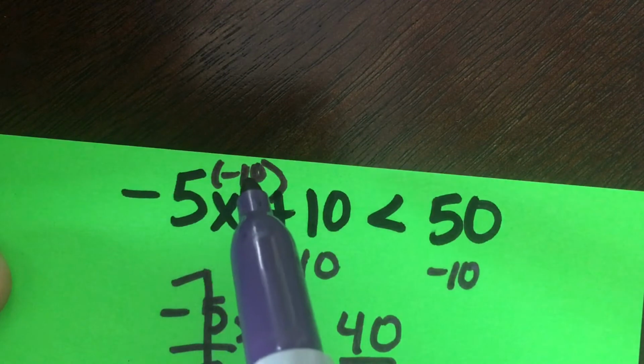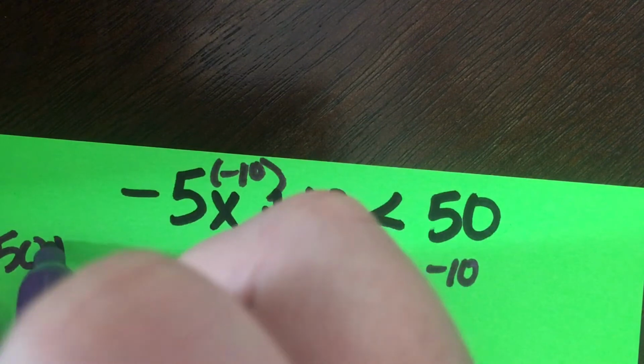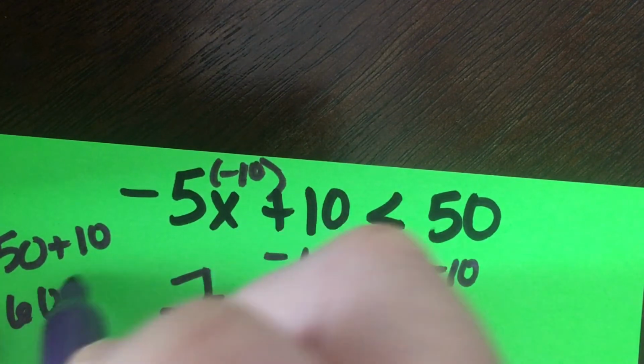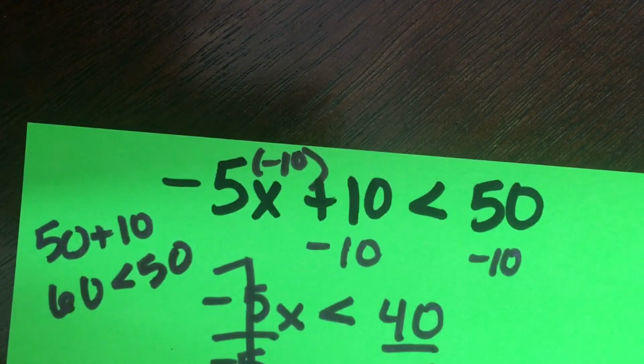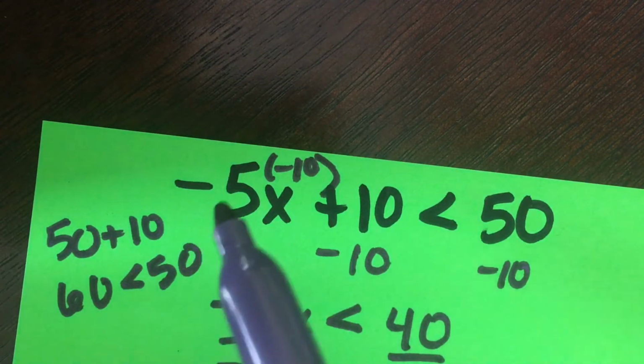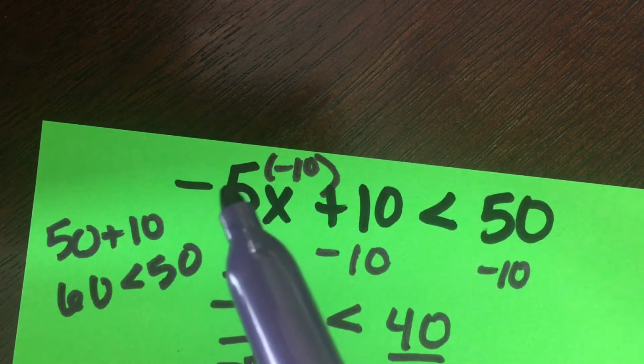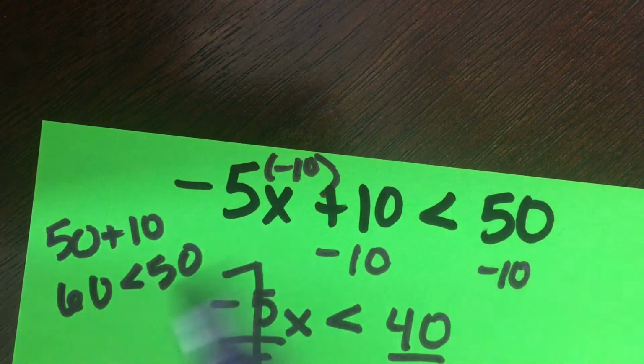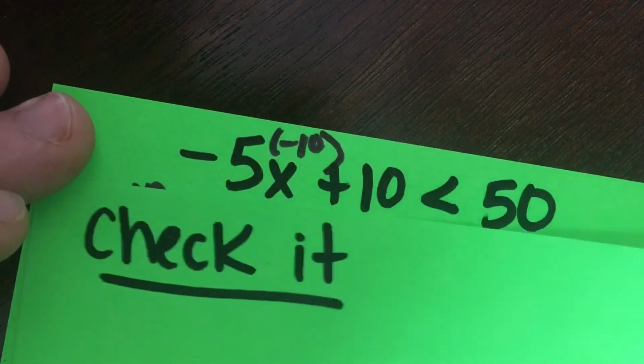If x is negative 10, negative 5 times negative 10 is a positive 50. 50 plus 10 is 60. 60 is less than 50. What we created does not make sense, okay? So what we have to do now is reconfigure this, because this could be true if we flip the sign, right? 60 is greater than 50. So somewhere in here, when we are dividing or multiplying by a negative number, we need a sign flip. So let me show you what that could really look like, okay?